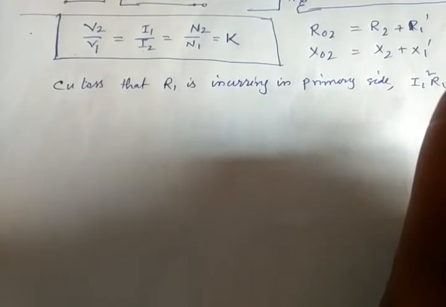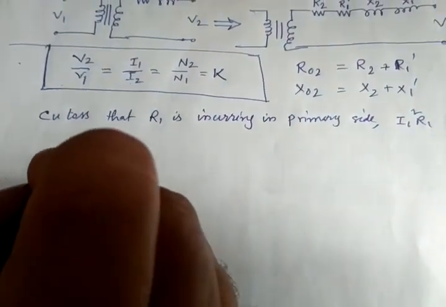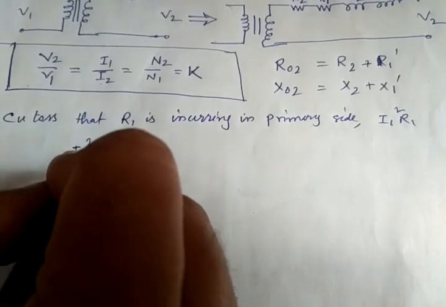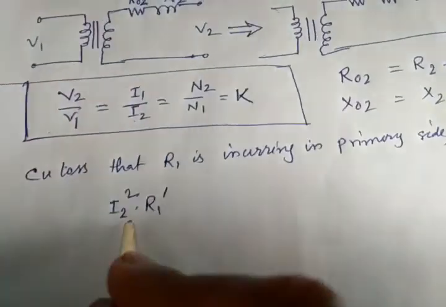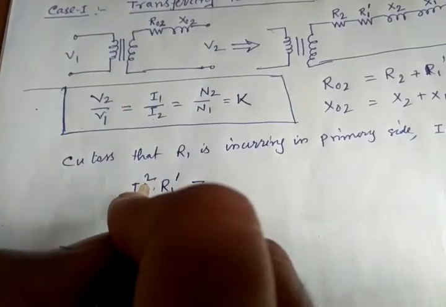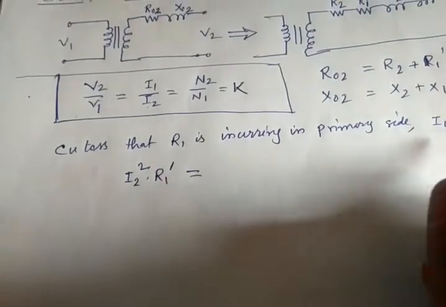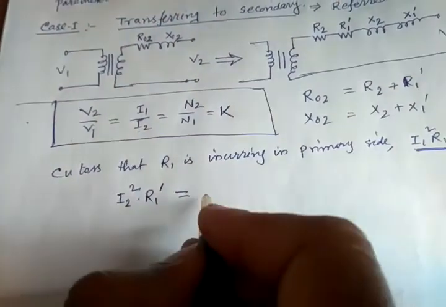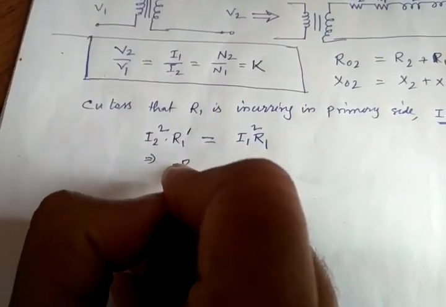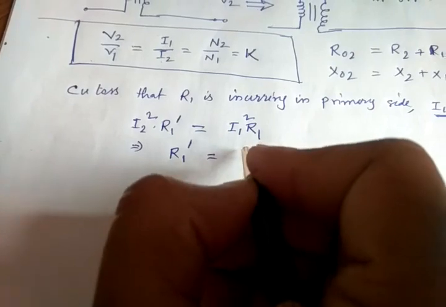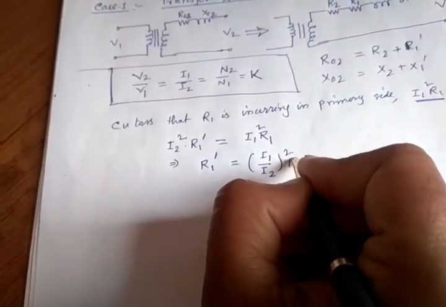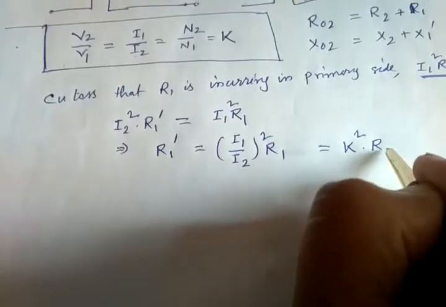Now we want R1 dash to have such a value that it incurs the same amount of copper loss in the secondary. In the secondary, R1 dash will incur a copper loss of I2 square into R1 dash. We want that loss to be the same as what R1 was generating in the primary, which is I1 square into R1. So if we equate these two, we get R1 dash. R1 dash is nothing but I1 by I2 whole square into R1, that is basically K square into R1.